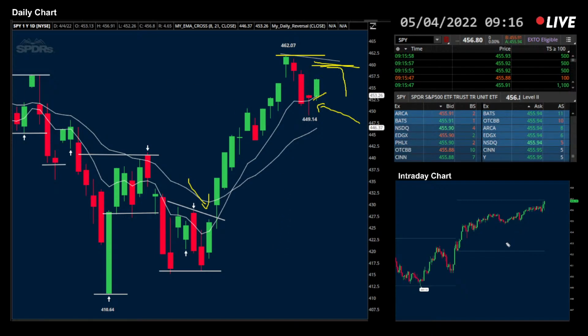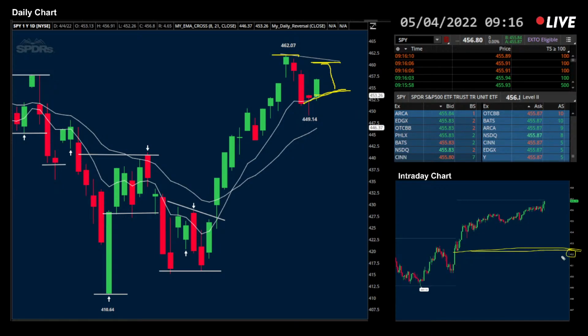I want to see if it's able to go from red to green above 457. If yes, next level 460. Yes, last week high is 462, and the last level 465 in my opinion. But if we are stalling here above 460, lower high, and from there you have 455, you have 453, and I'll be bearish below yesterday lows at 452.